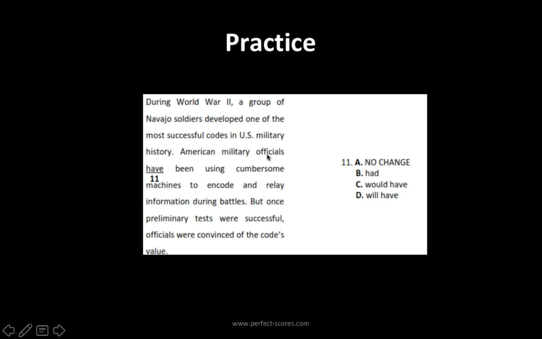Another one. During World War II, a group of Navajo soldiers developed one of the most successful codes in US military history, and it's talking about the past. "American military officials have been" is totally wrong. It should be "had been," because we're talking about the past. B is the only option that uses the past tense, so B becomes the right answer.